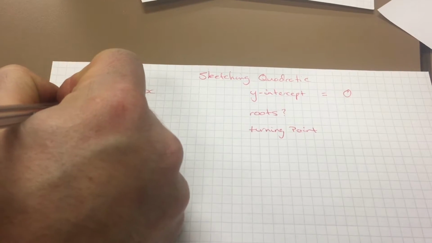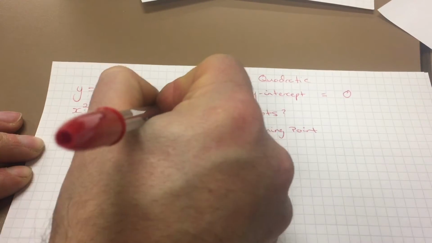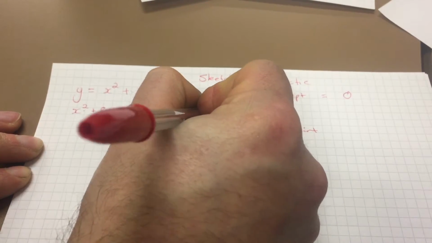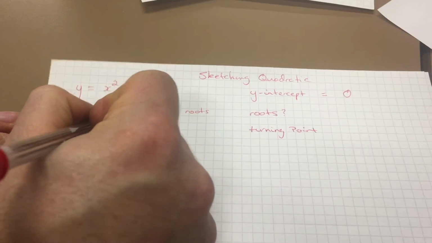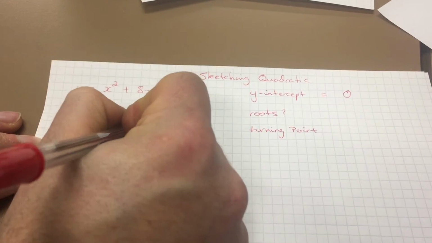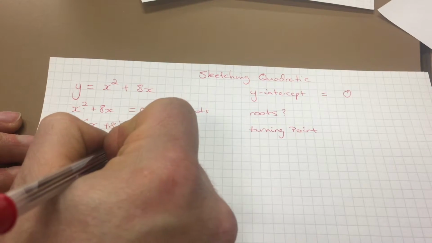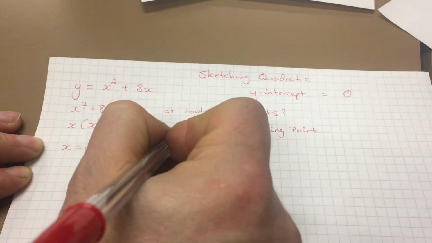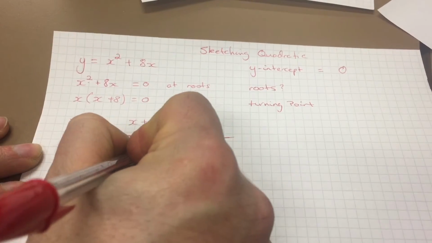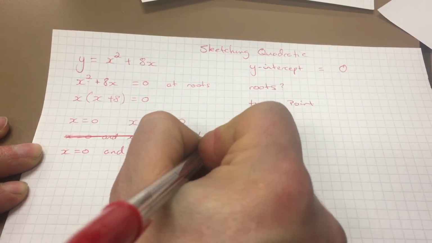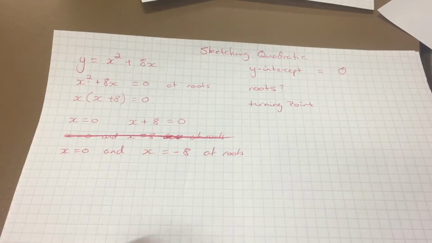So let's factorise that and solve. You've got to set it to 0 at roots. The common factor is x, because it only has a common factor. So x times x plus 8. So therefore we get our two solutions, x equals 0, and x plus 8 equals 0. So our other root is x equals minus 8. That's our roots. So let's get started sketching.